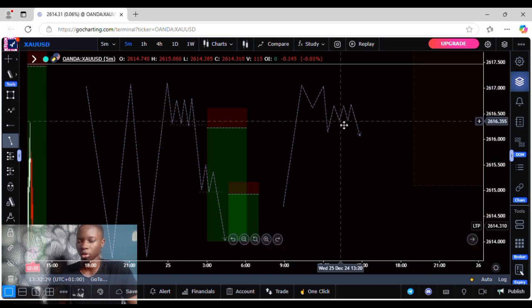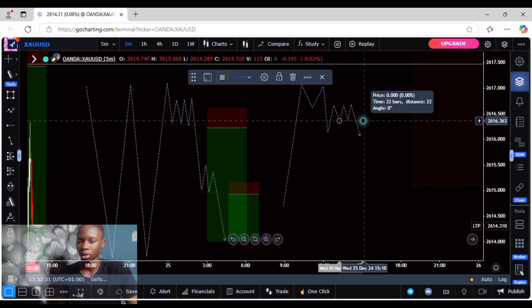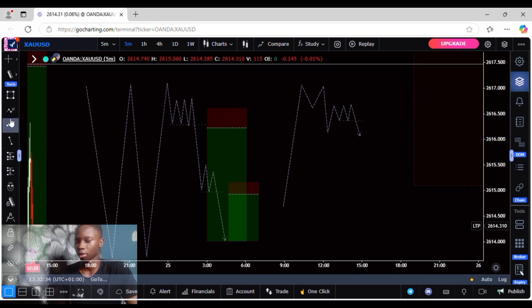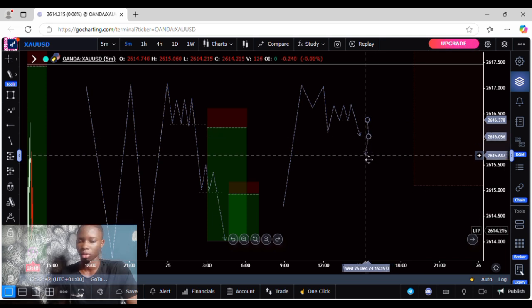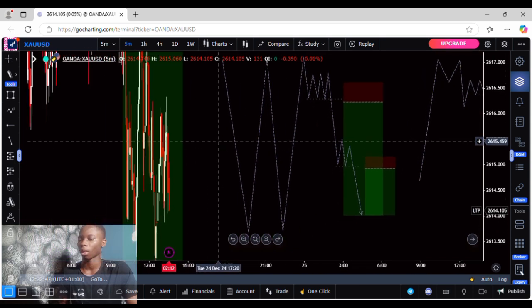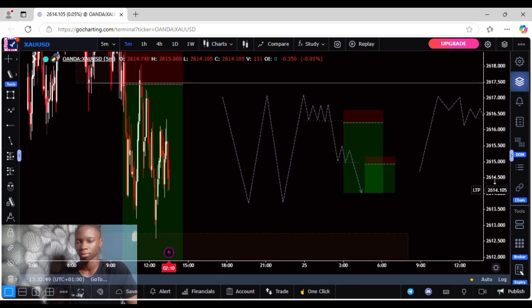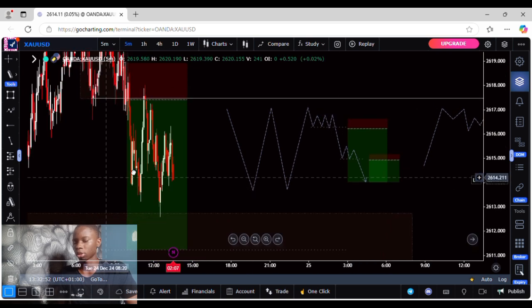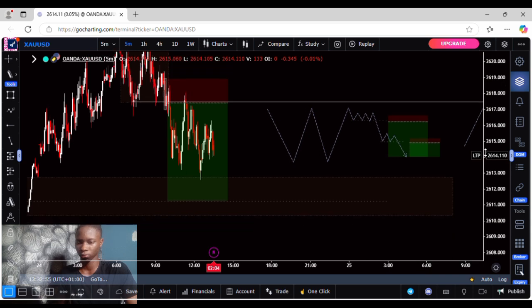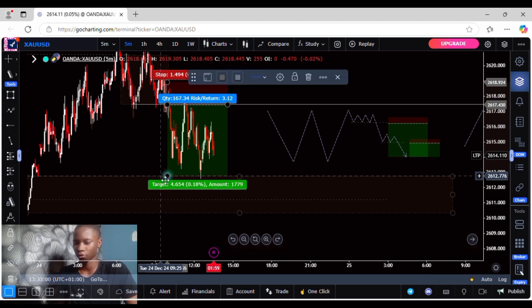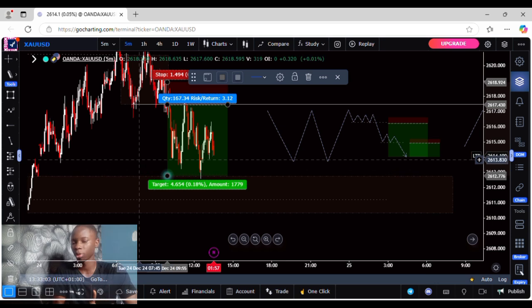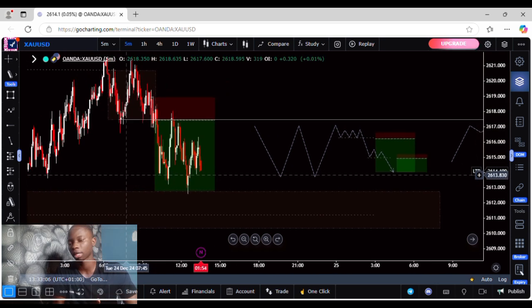And we got in just at the break of this consolidation, and so we were able to capitalize on this move from here to here. And that was about, let me count how many pips that was. So that was just about 46 pips thereabout. It was just a short scalp, like I said.